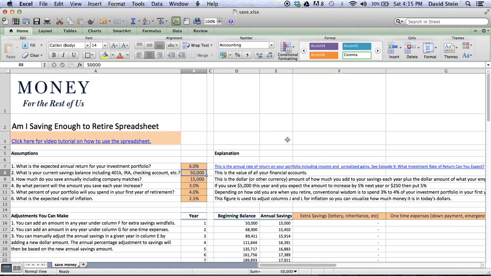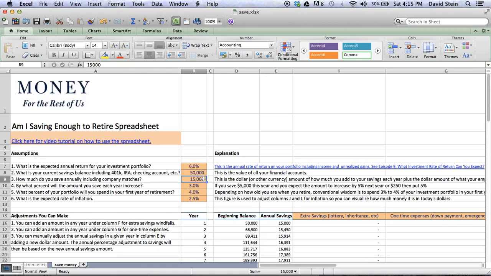Assumption 2 would be, what is your current savings balance, including your 401k plan, individual retirement accounts, checking accounts, or anything you have in your nest egg? What is that total dollar amount? In this case, we've used $50,000.